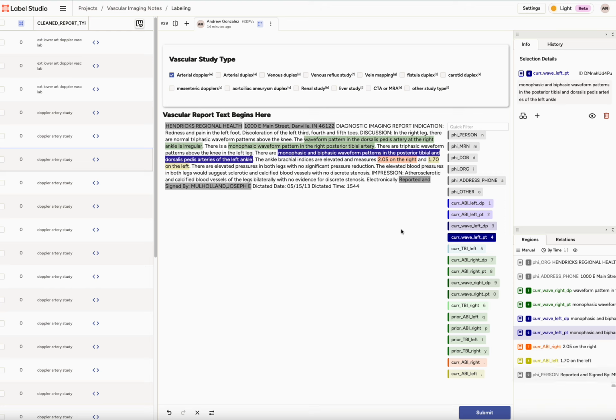And then at the bottom, to help distinguish who people are, you see I included the part that says "reported and signed by," and then the name. All right, so this is one example of labeling, I guess, 101 for the imaging reports.